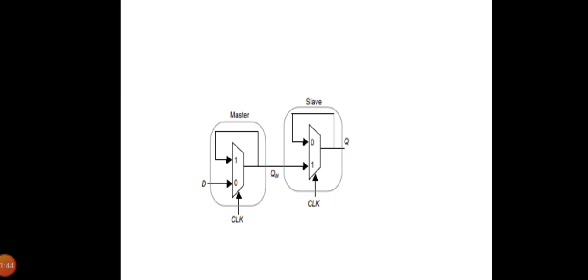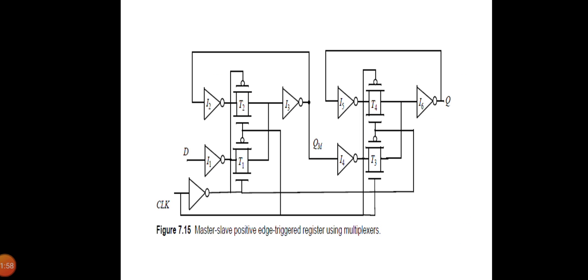A negative edge triggered register can be constructed by using the same principle by simply switching the order of the positive and negative latches. A complete transistor level implementation of the master slave registers can be derived in this diagram. So the multiplexer is implemented by using transmission gates, and when the clock is low, the clock bar will be equal to 1 and T1 is on and T2 is off, and the D input is sampled onto the node QM.